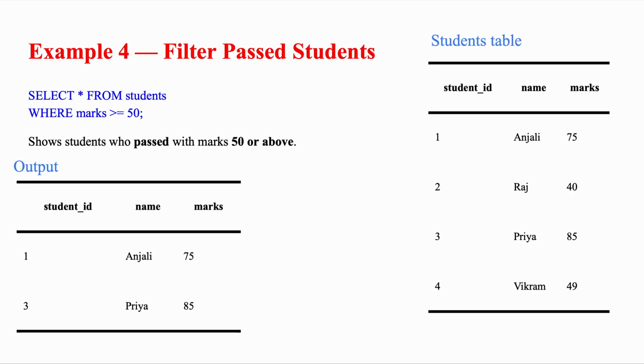In this student table, we want to find students who passed. Suppose passing marks are 50 or above. We use WHERE marks >= 50. The result will show you only the students who passed.